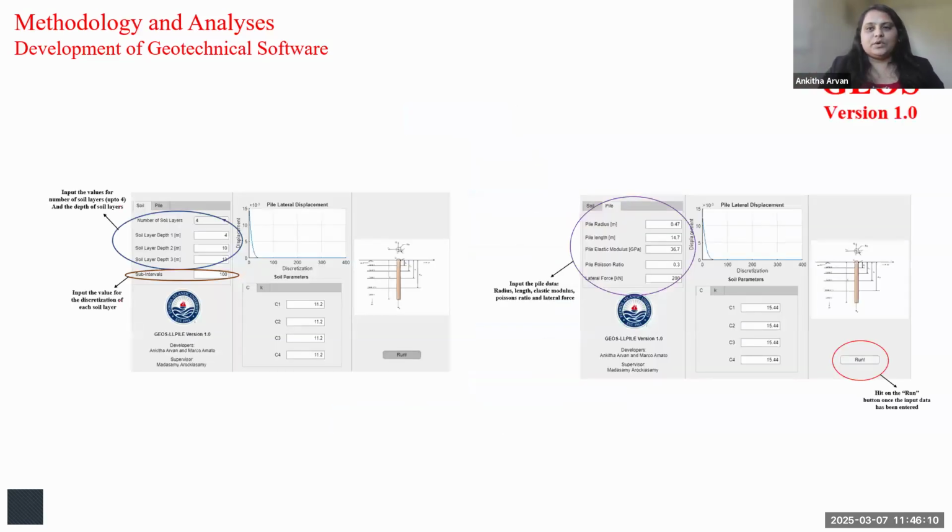So this is just like a version 1, which I called it that way because it could be improvised over time, like I said. And as you see, if we input the characteristics, it does give the responses for the pile. Sorry, if we input both the pile and soil characteristics, it does give the responses for the lateral displacement with the depth of the pile.